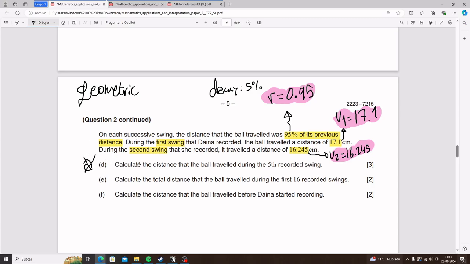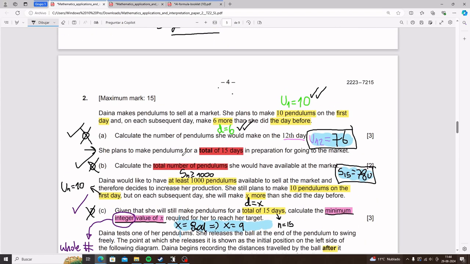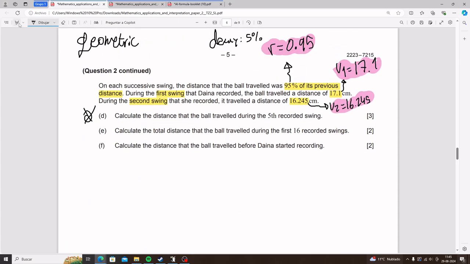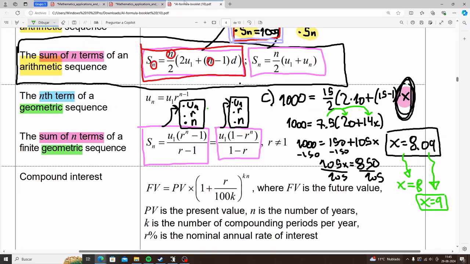For part D, you need to calculate the distance that the ball traveled during the 5th recorded swing. This is awfully similar to the stuff that they're asking up here in terms of procedure. For part D, much like part A, they're asking for the distance for the 5th recorded swing. They're not asking for the sum of the distance or the total of this or that. They're only asking for U5. So they're asking for the nth term, the 5th term. Here, we can use the nth term of the geometric sequence, which is right here.